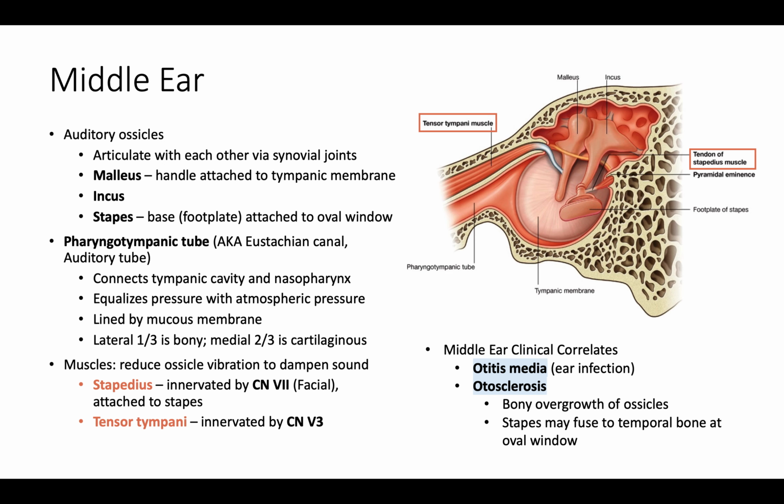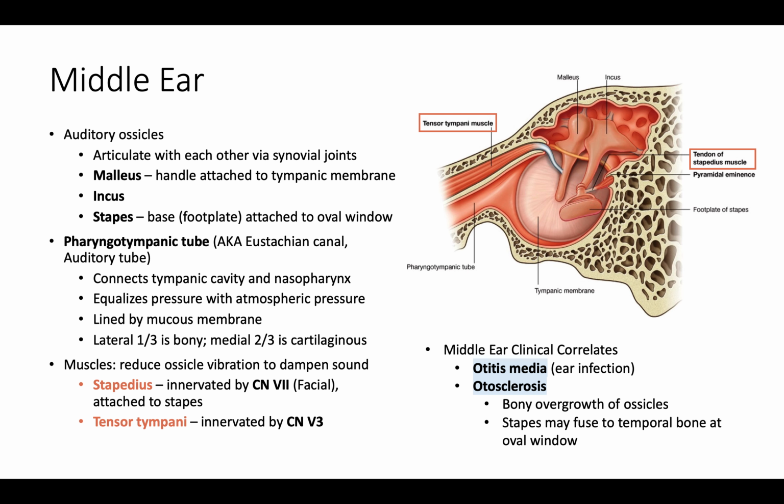The middle ear, it's got our ossicles, the malleus, incus, and stapes. And the malleus is what's attached to the tympanic membrane. And then we've got our pharyngeotympanic tube, which is also our eustachian canal, and it's connecting that tympanic cavity and the nasopharynx, equalizing the pressure.